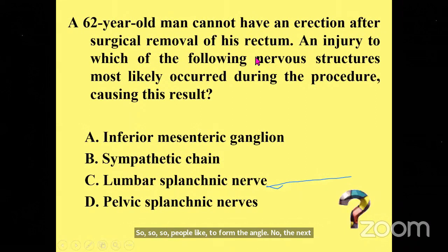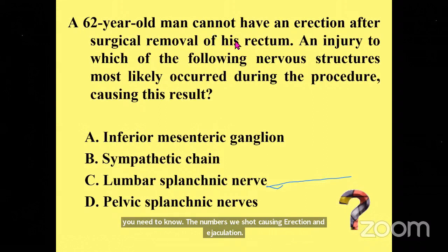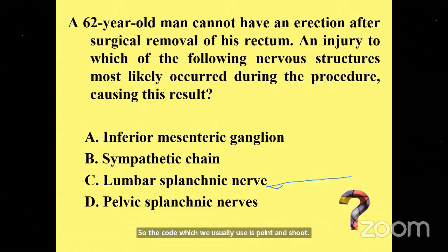Now the next question is, a 60-year-old man is having failure of erection after surgical removal of his rectum. An injury to which of the following nervous structures most likely occurred during the procedure? So you need to know the nerves which are causing erection and ejaculation. The code which we usually use is point and shoot. Point means erection and shoot is ejaculation. P stands for parasympathetic and S stands for sympathetic. So P means parasympathetic, that is erection, and S is sympathetic, that is ejaculation.